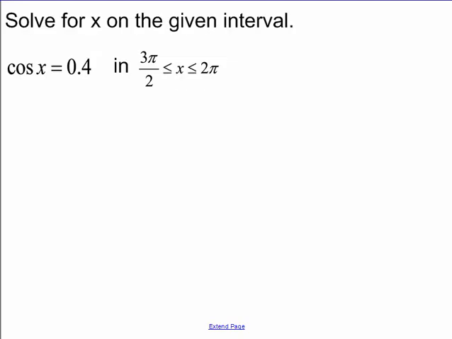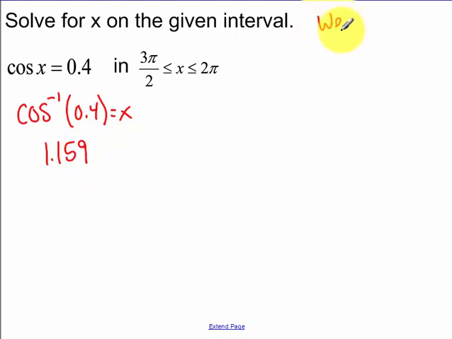Okay, our next example. So here we need to solve for x. So we do our inverse cosine of 0.4 is equal to x. We're going to be working with radians. So when I type this in my calculator, make sure you're in radian mode. Okay, so I get this from my calculator.